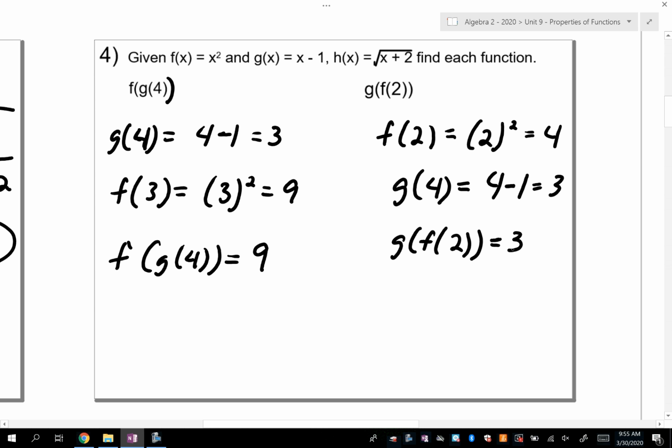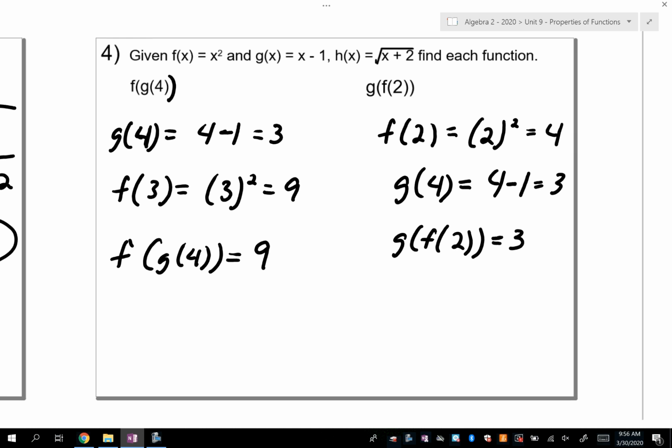All right, so practice this. It can maybe take a few times for your brain to understand what you're doing, but you really just want to work from the inside out when you're doing composition with numbers.